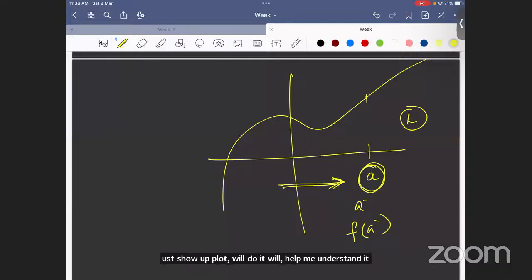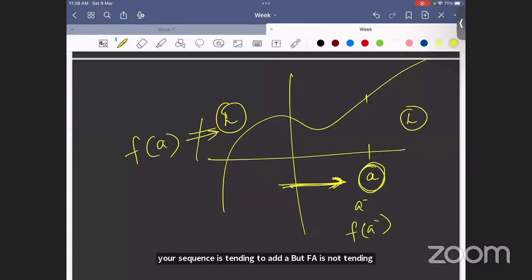See, if you are coming from the left hand side, and your sequence is tending toward a, but the function is not tending toward some value L, that means the left hand limit doesn't exist. It's pretty simple. Limit means, at that particular point, if you are coming from the left hand side or right hand side, and both the values are equal, you can directly say that the limit exists for that function, correct or not? Yes, clear.